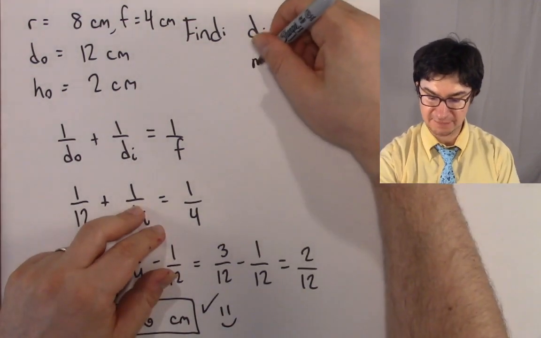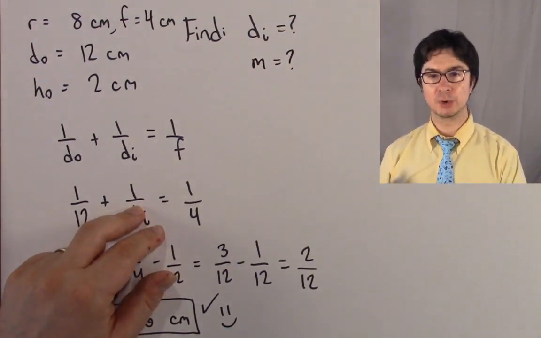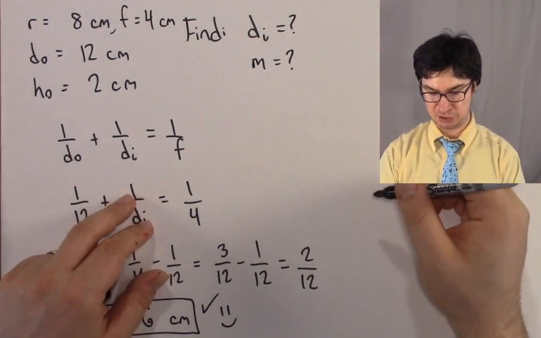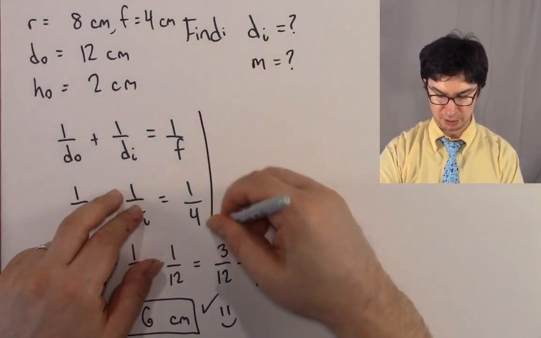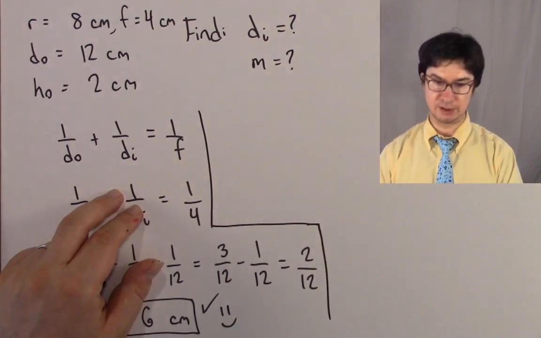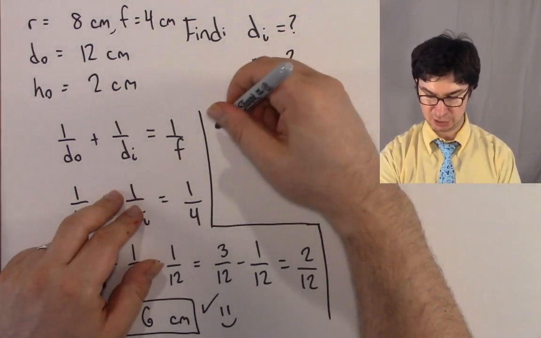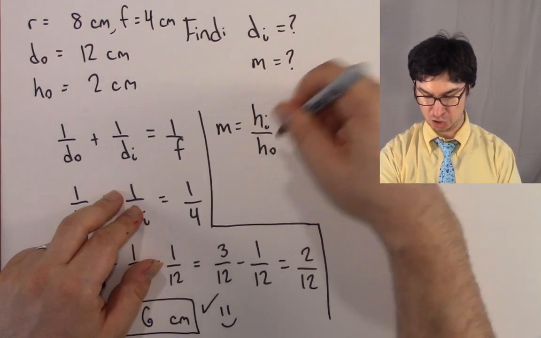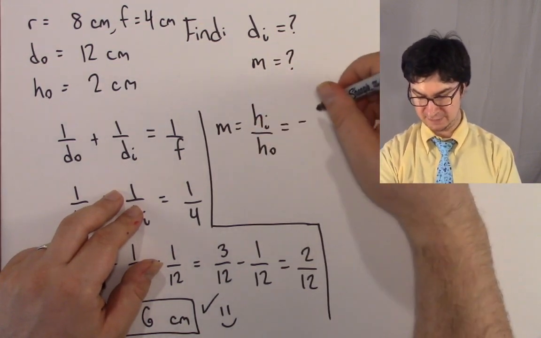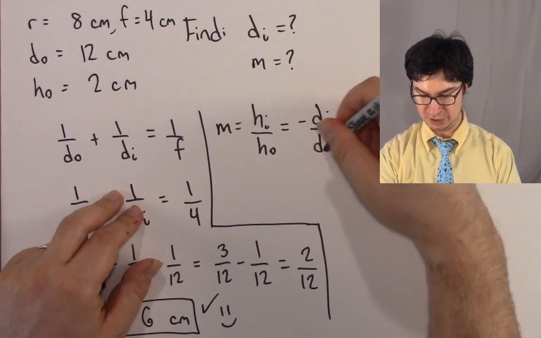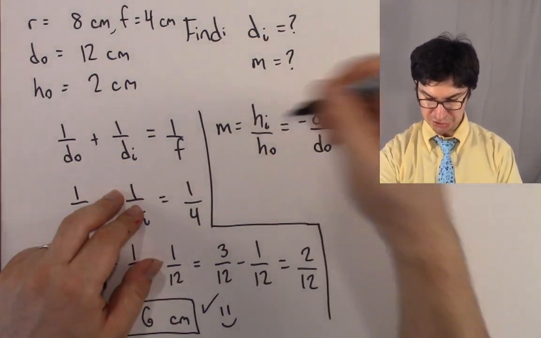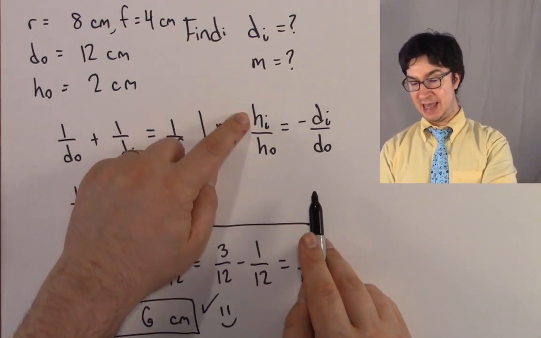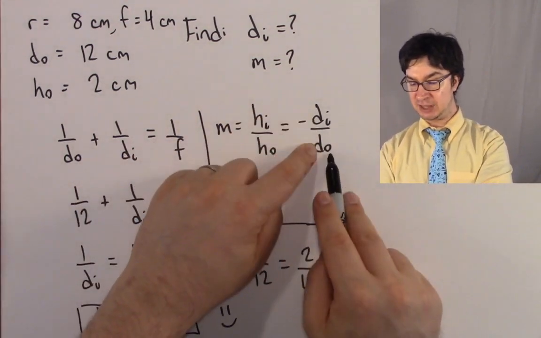Let's find the magnification. Okay, to find the magnification of the image, let's set up the magnification equation. So I'm going to put a bit of a separation barrier here, and I'm going to set up the magnification equation. M equals HI over HO, which is equal to negative DI over DO. Okay, so we don't have the image height yet, but we do have the image distance and the object distance.